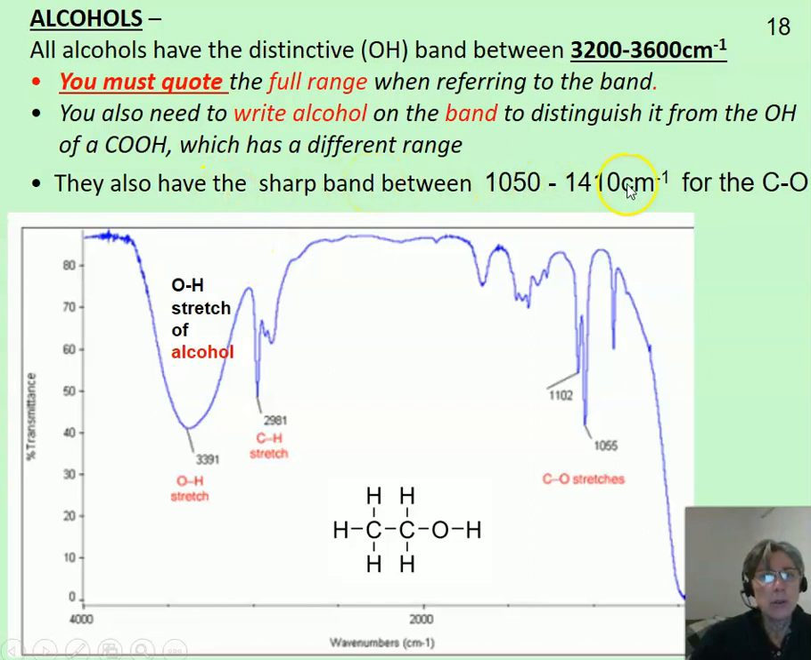Alcohols also have, because it's COOH, they also have this peak down here, but this is kind of in the fingerprint region, so we're not going to be able to distinguish it from all the other peaks that are down there, so we don't worry about it. So we can see, we can't tell it's an ethanol from this, we can just tell it's an alcohol.